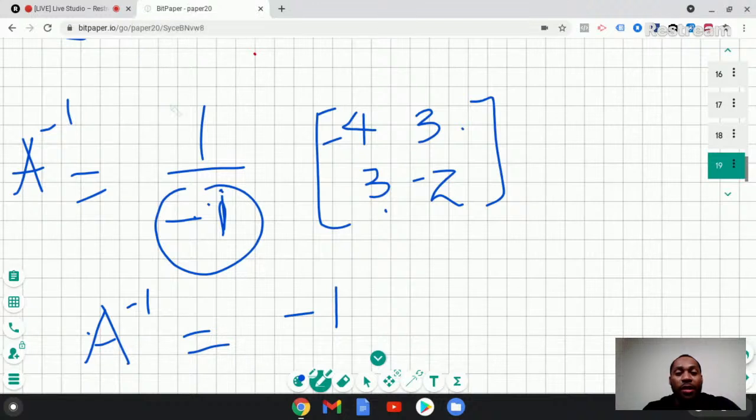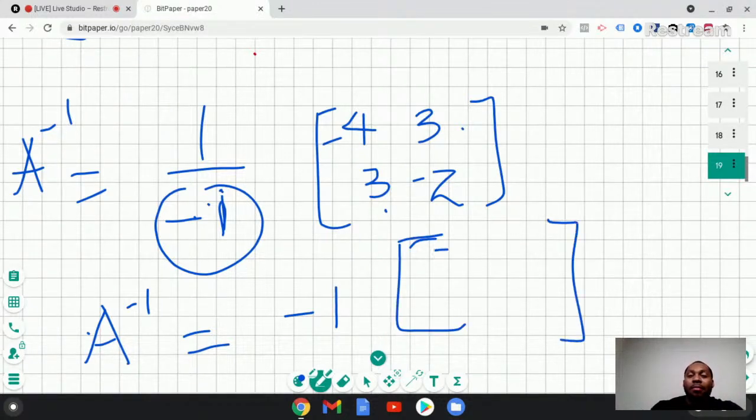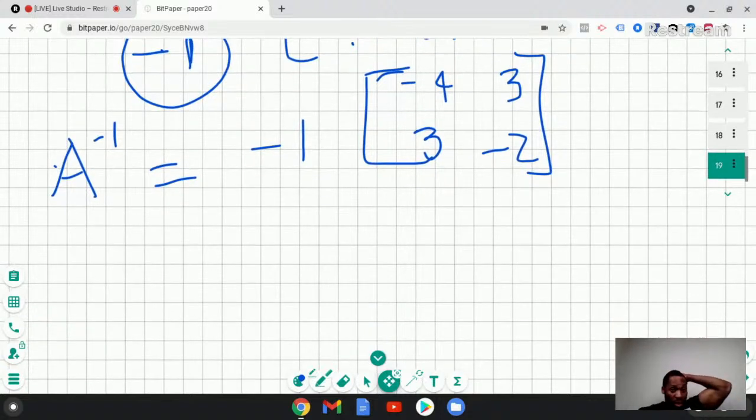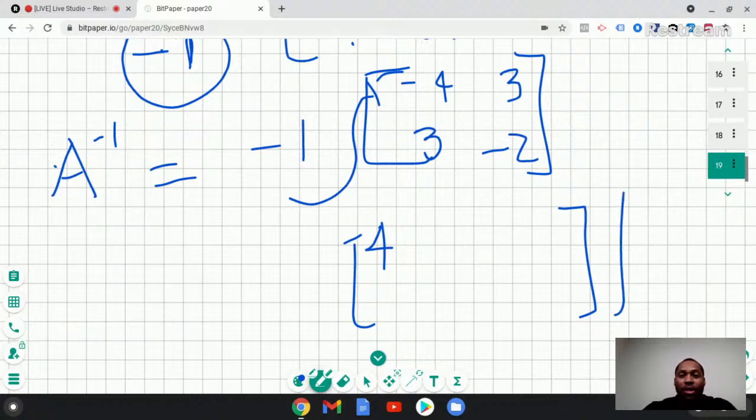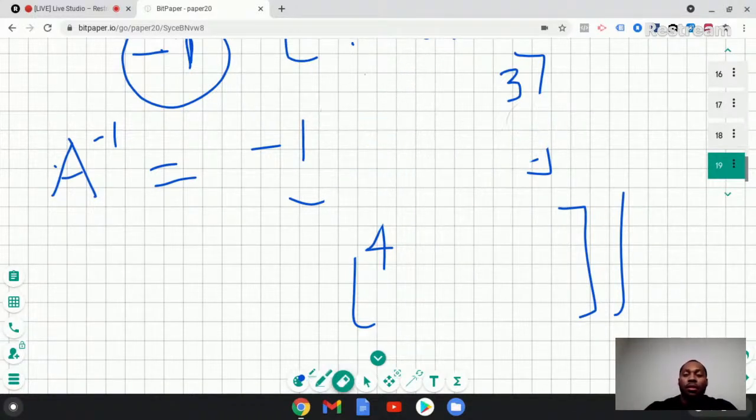1 divided by -1 is -1. And then you got to multiply all of that by this new matrix that we have here. So how do we find that? 1 times -4 is 4, correct? And actually, I think I did this backward. So the new matrix that we have here, actually, let me go back.